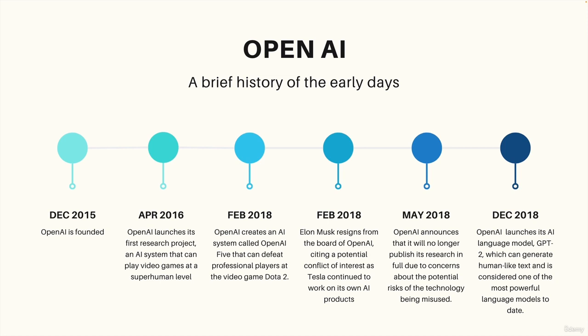In May of 2018, the company announced that it would no longer open source everything and publish all of its research in full due to concerns about potential misuse. Then, in December of 2018, OpenAI launched GPT-2, a large language model. We're going to talk about GPT-3 and GPT-4 throughout this course, but GPT-2 was released in 2018. It takes text as a prompt, and it returns text. It's a precursor to what powers ChatGPT.